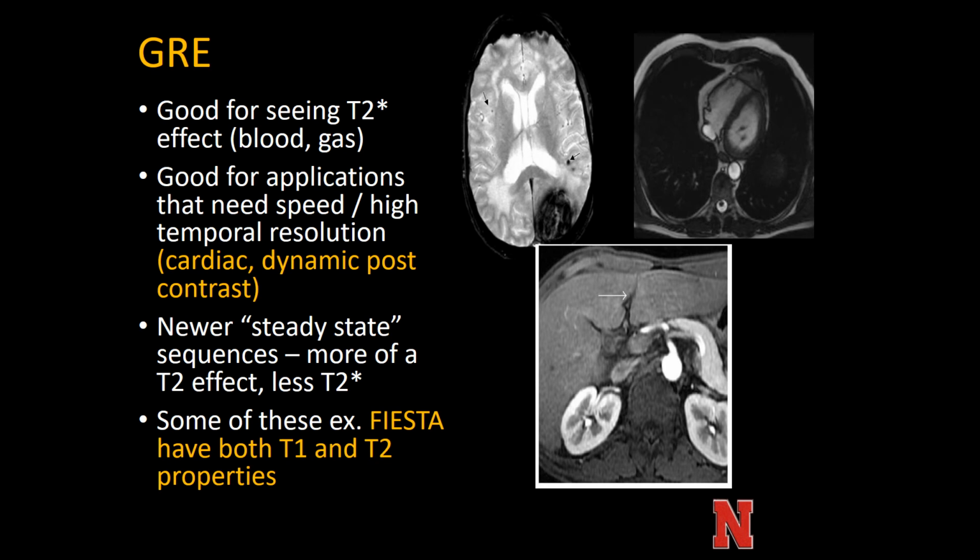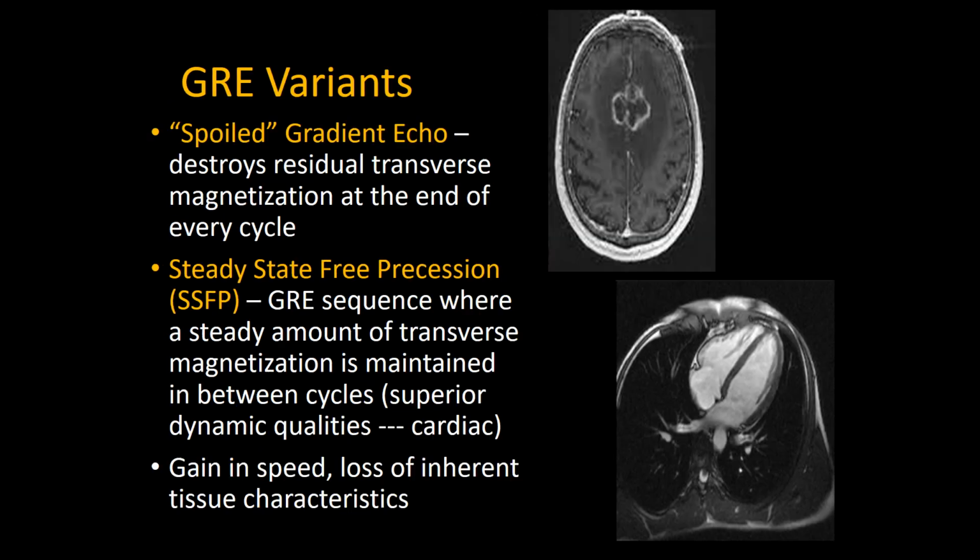which is done in MR enterography just to eliminate bowel peristalsis. So even if someone's moving around, breathing, has some rumbly bowel, the Fiesta sequence is so fast, you'll get some good anatomic imaging. There are newer steady state sequences that are GRE weighted and have more of a T2 effect and less of a T2 star effect. Those can be used again for cardiac imaging especially.